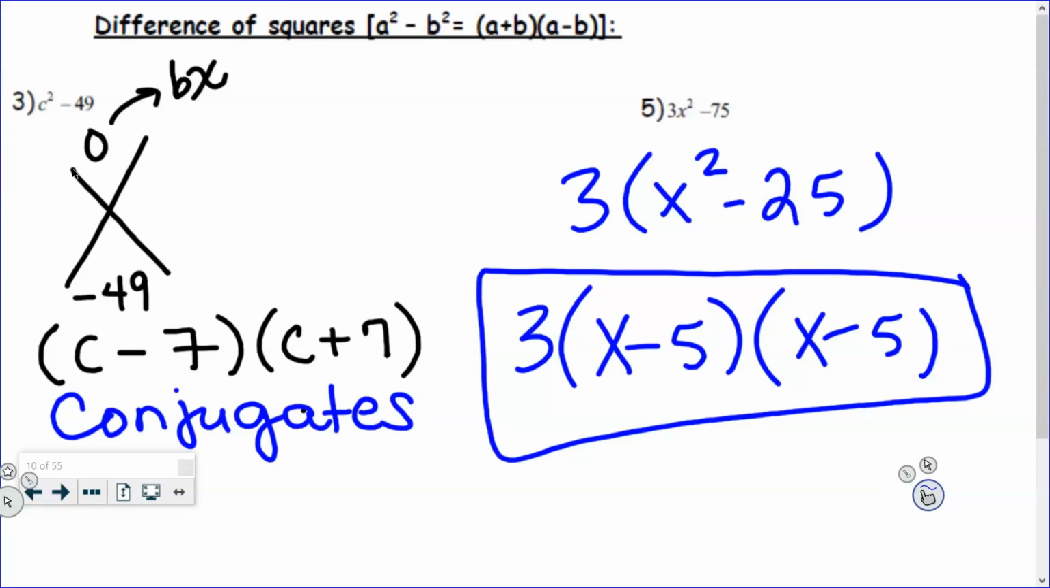I can't hear. Can you please say that? You didn't do an x plus 5. You just did. Thank you. My conjugates were not correct. Make sure you have x plus 5 and x minus 5.